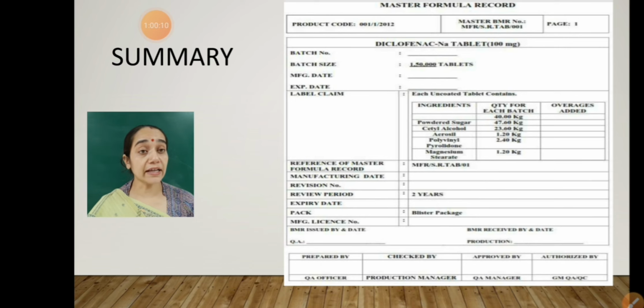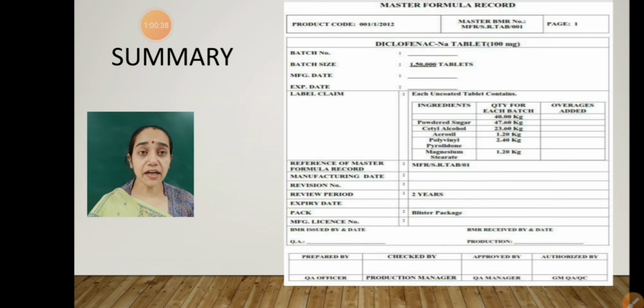Now it will contain the different ingredients. Each uncoated tablet will contain the different components. Then what the ingredients are, what the different components are, and the unit of those ingredients, meaning quantity per batch and quantity per tablet, will be written over here. If overage is added for an ingredient, then it will be justified over here.